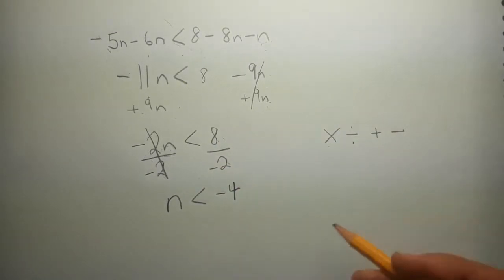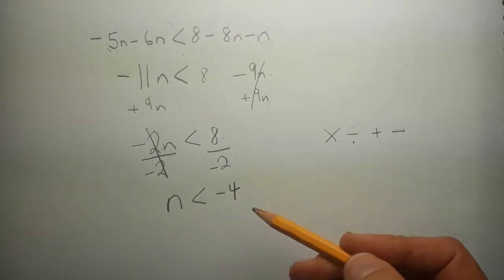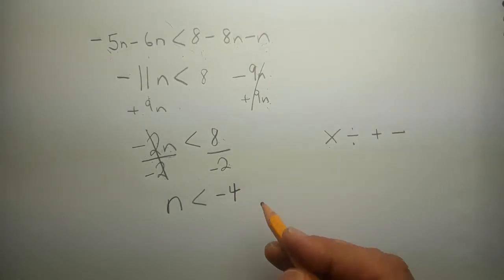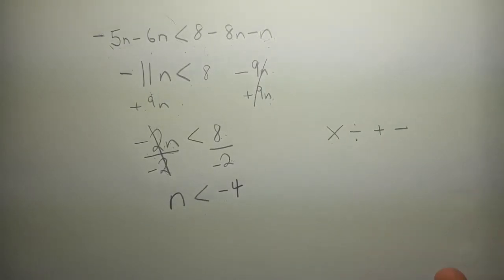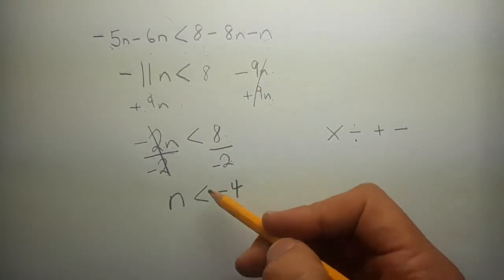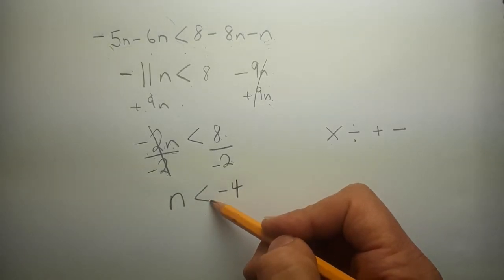So I have n is less than negative 4. So now I have my solution here. Oh, but wait a minute. Here comes our $1,000,000 question. Is this going to be less than negative 4?